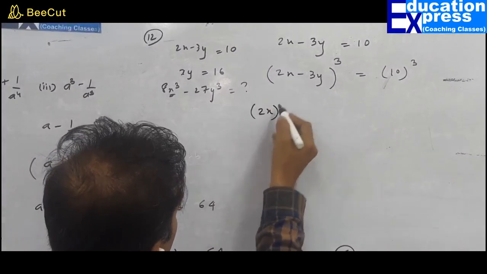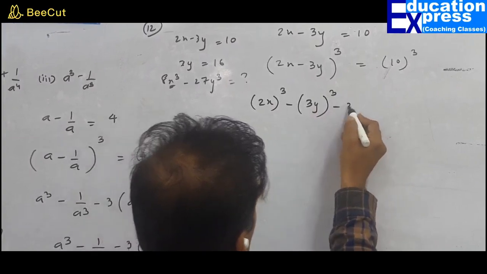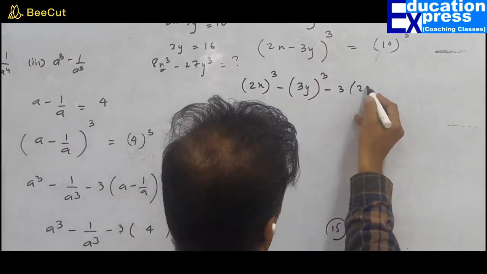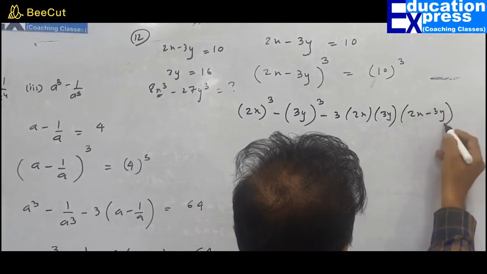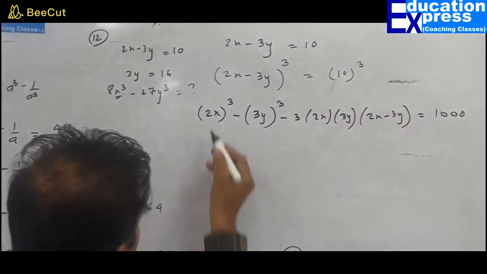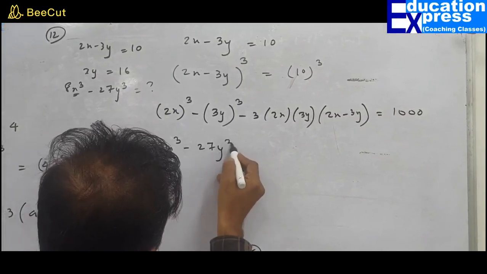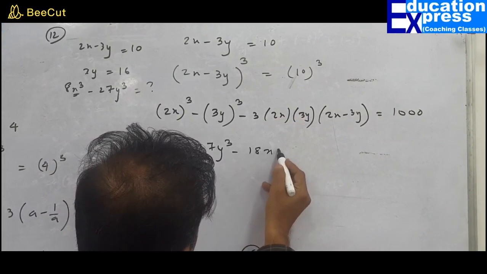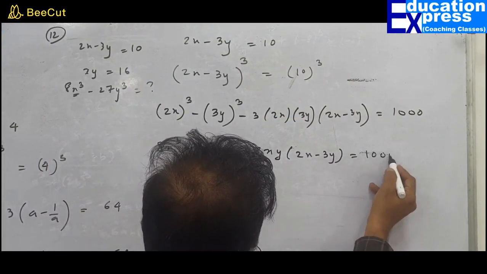I hope you remember a minus b the whole cube is a cube minus b cube minus 3ab times a minus b. What is the cube of 10? 1000. This will give me 8x cube. This will give me 27y cube. 3 2s are 6, 6 3s are 18, xy, 2x minus 3y equals 1000.